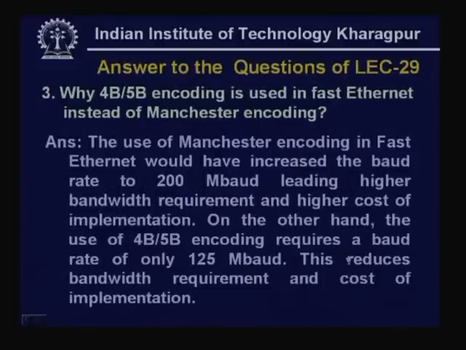Third question was, why is 4B/5B encoding used in fast Ethernet instead of Manchester encoding? As I mentioned, this is being used to reduce the baud rate. Essentially, if Manchester encoding was used, then it would require 200 megabaud, but by using 4B/5B it is possible to use only 125 megabaud and to achieve the data rate of 100 megabits per second. So, this reduces the cost of implementation.